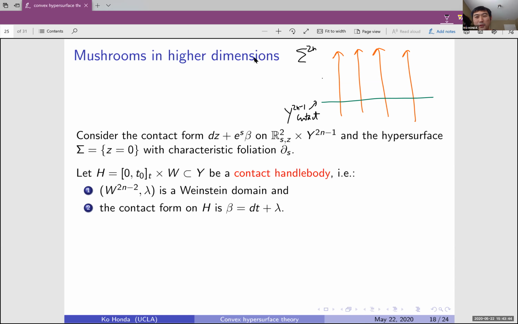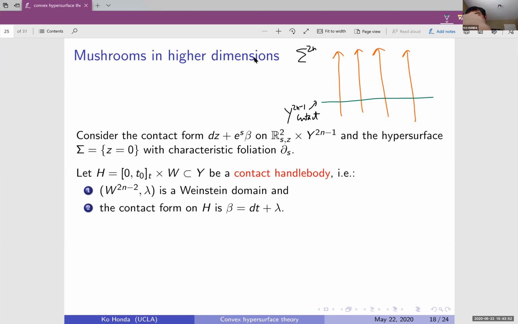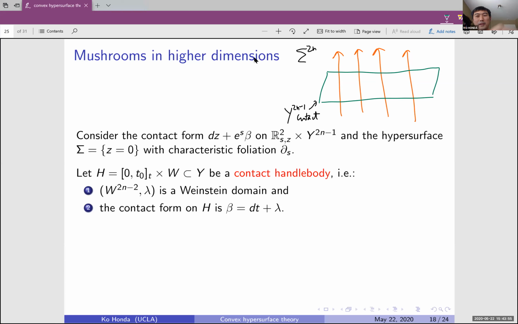So maybe I should have drawn something a little bit more three-dimensional. Suppose this is the transverse slice, more or less a three-dimensional picture. And inside here, there's some sort of domain, right? I want to pick a bunch of domains and then use them to block things. The most prototypical thing that you want to use is called a contact handle body.